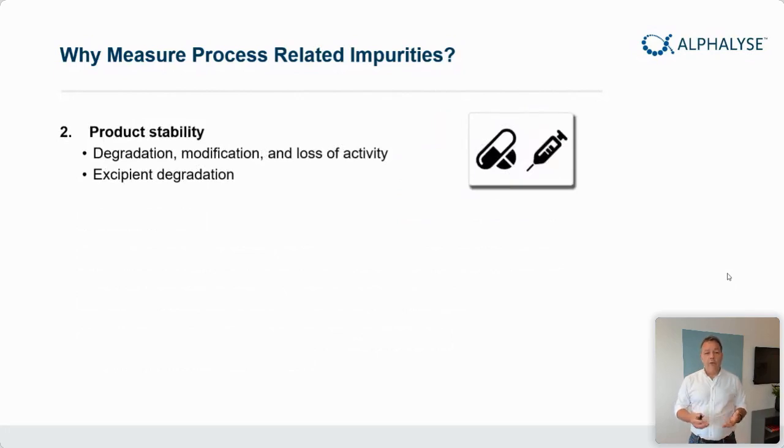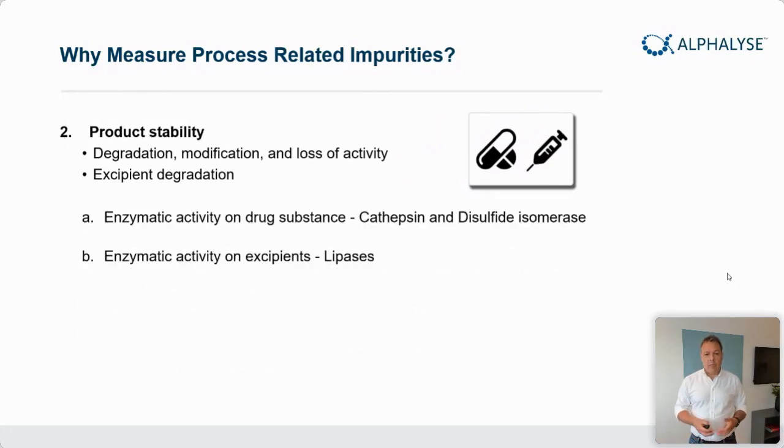You also need to look at it because you would like to have a stable product, and some host cell proteins could actually cause degradation, modify the drug substance, and thereby loss of activity. And there are also a number of examples where excipient degradation has taken place. Especially we think about the lipases that can cause degradation of the Tween, typically used together with monoclonal antibodies. But also enzymatic activity like cathepsin and disulfide isomerase has been found in different projects and causing problems.